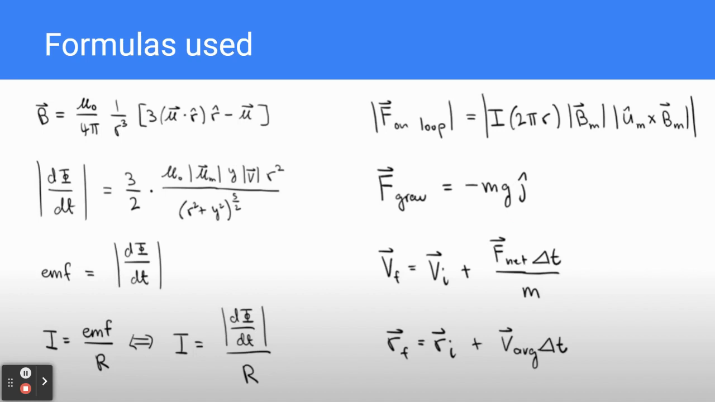So these were the formulas used. On the left-hand side of the paper, the top left formula is the formula for a magnetic field of a bar magnet at any location that could be perpendicular or parallel or neither. And then the absolute value of the change in flux is EMF, and we used the EMF to find the current. And then we used the current to find the absolute value of the force on the loop from the magnet. And because of Newton's third law, forces are equal and opposite. And then we continued and said that the force of gravity is just the mass times the acceleration constant. And we calculated the final velocity and the change in distance.